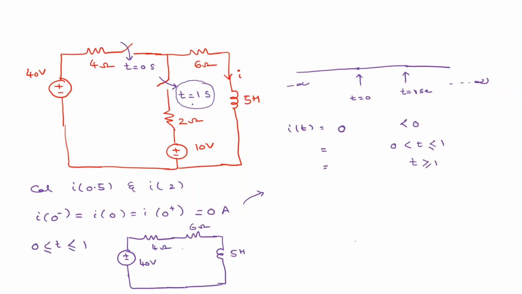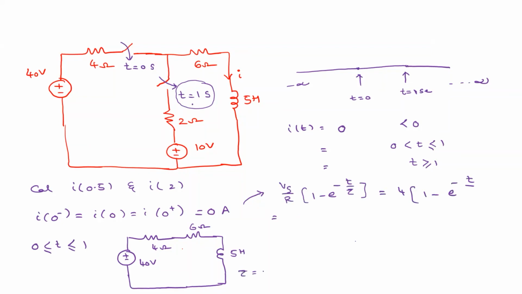4 into e raised to minus 2t. What is the initial voltage that is given, right? If you know the initial voltage, the response is Vs by R into 1 minus e to the power of minus t by tau, right? Okay, so what is Vs by R? 4, right? So this is equal to 4 into 1 minus e to the power of minus t by tau. So what is the tau value?